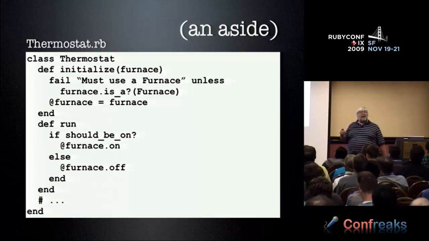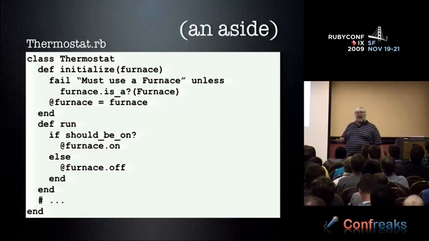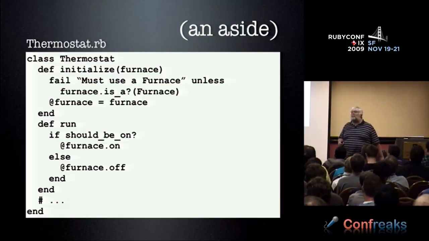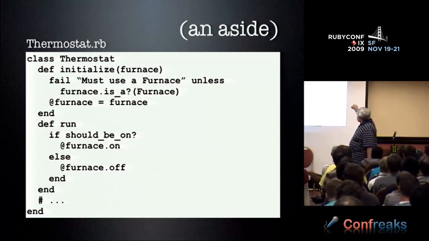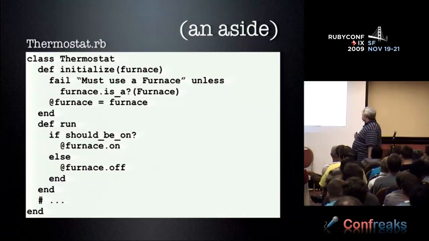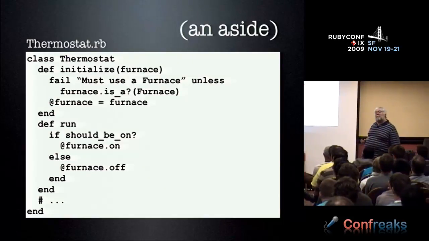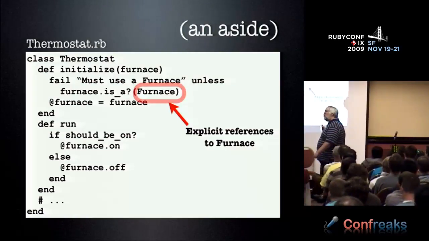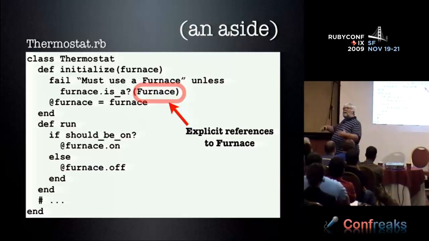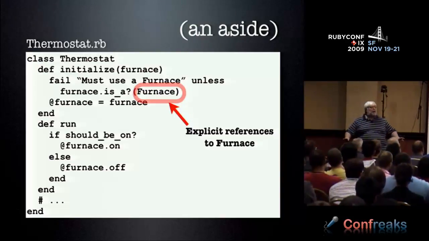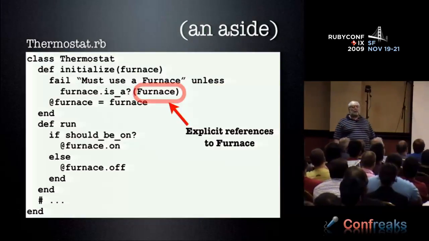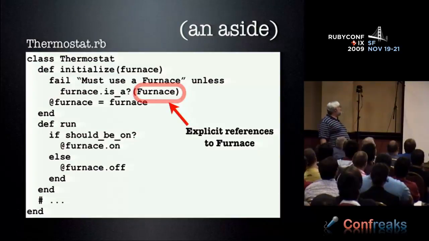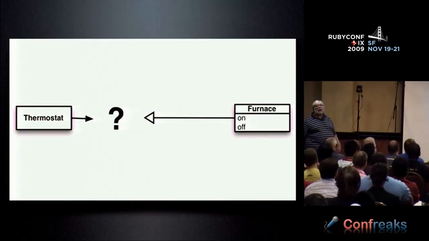Some people feel that they must check the type of an object passed in order to be type safe. And so they will embed is_a tests throughout their code and throw exceptions unless that object is the proper type. Notice what we've done. We're back in Java mode thinking, because now we have an explicit hard-coded reference to furnace. And this code will no longer work with arbitrary on-off devices. In Ruby, you have to work extra hard to do what Java does normally. Keep that in mind.